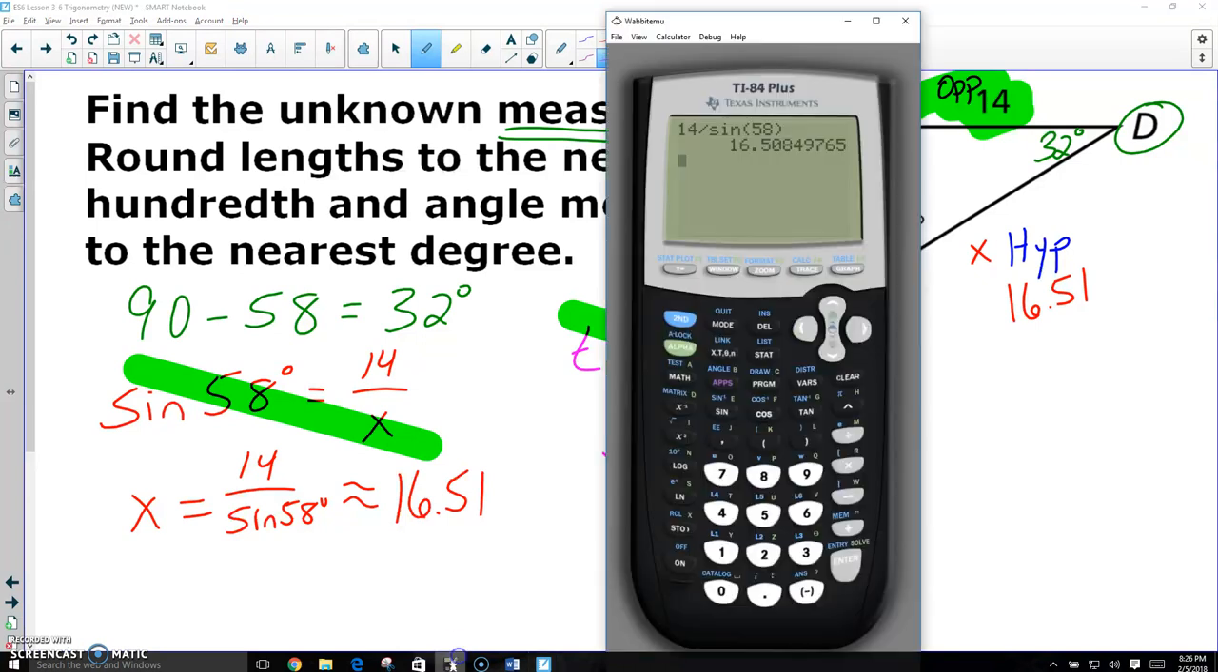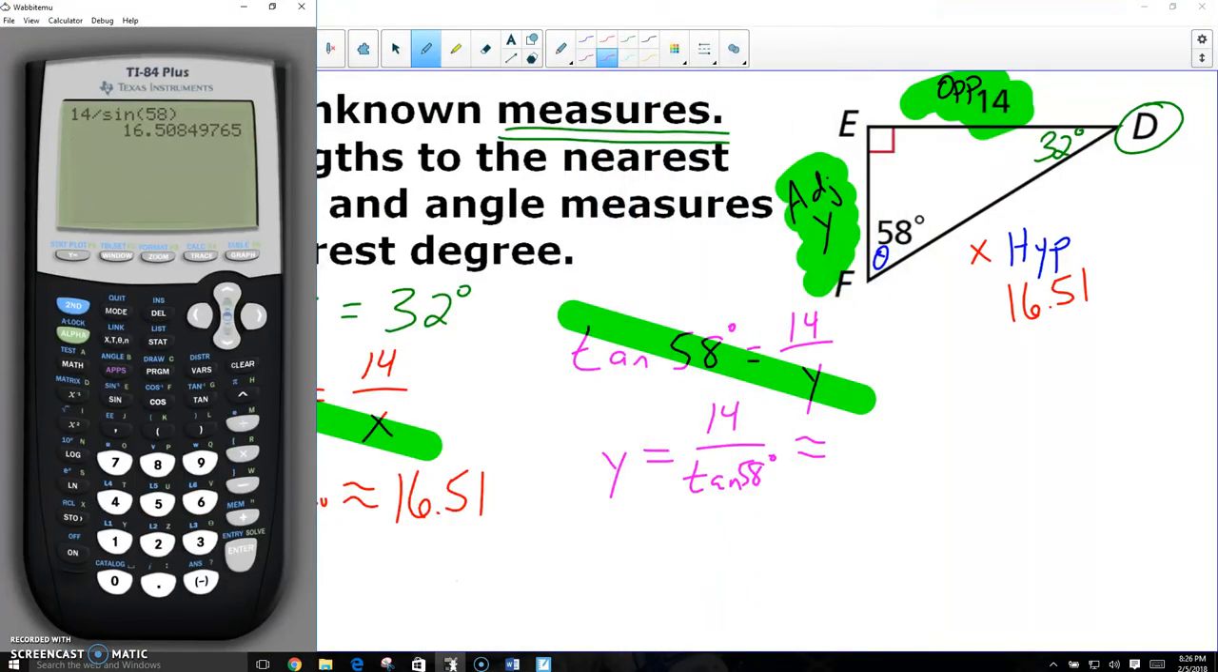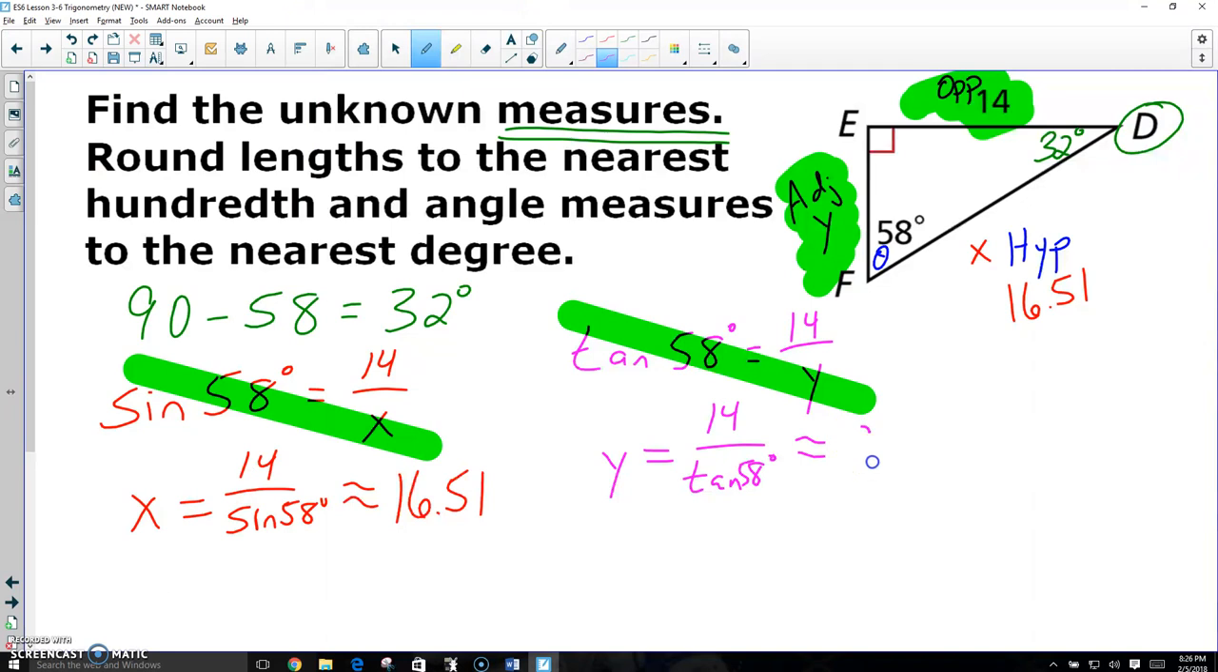So we grab our calculator again, and I take 14 divided by the tangent. Once again, we don't use the inverse because I know the angle. Tangent of 58. We press enter, we get 18.748. So the 8 would round that 4 up to a 5, so 18.75. So that is the length of this.